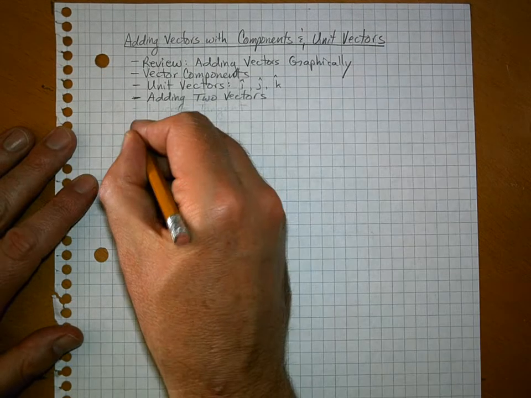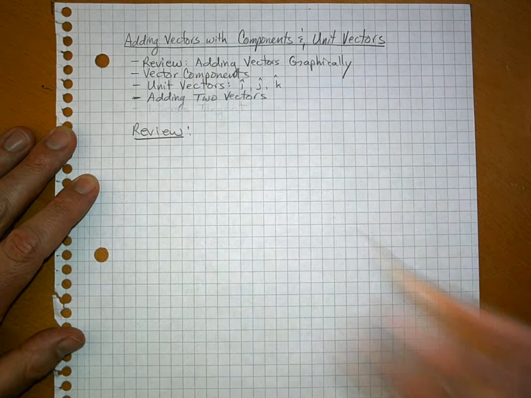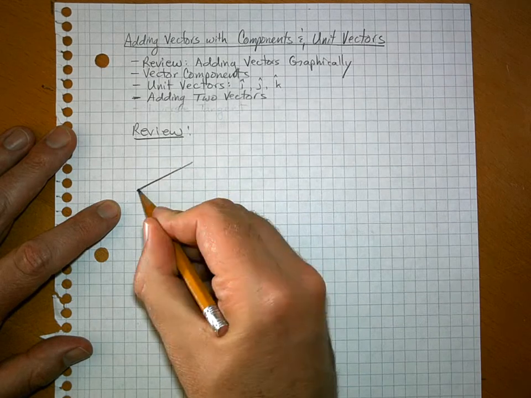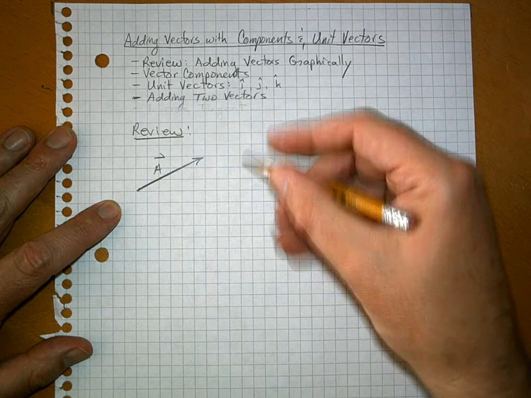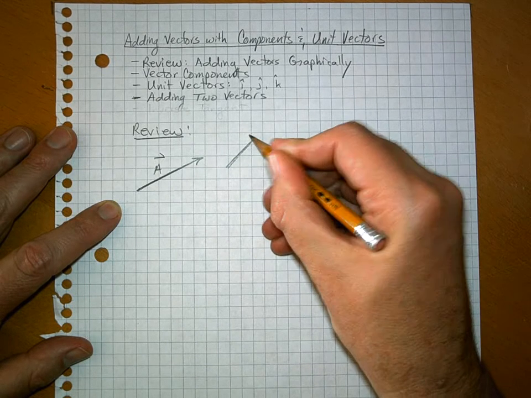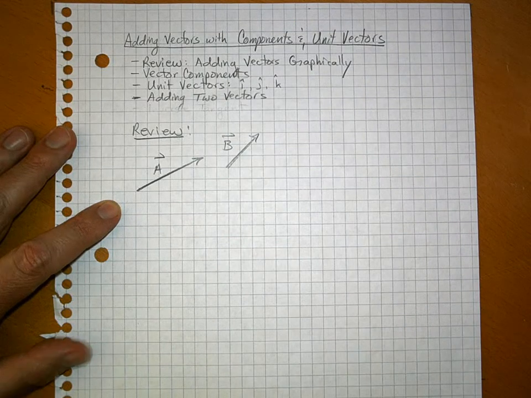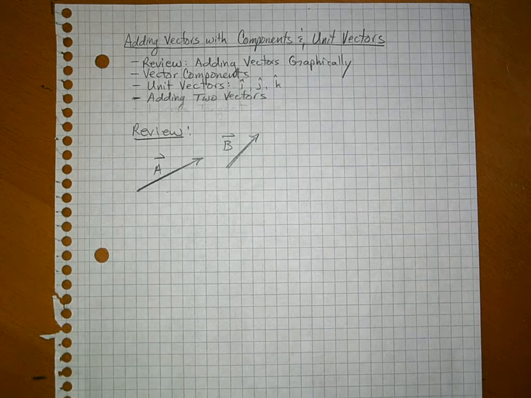So let's review a little bit. We're going to add vector A plus vector B. So here's vector A. And here's vector B. Let's make it something like that. So now vector A and vector B have somewhat different magnitudes and directions.